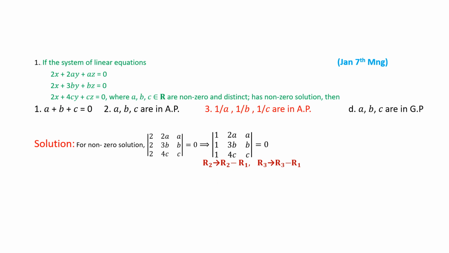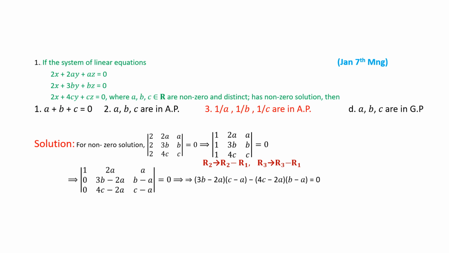Then the resultant matrix is 1, 2a, a in the first row, which is not changed. The second and third rows change to 0, 3b minus 2a, b minus a, and 0, 4c minus 2a, c minus a, equals 0. Now this determinant can be simplified. Then we get (3b minus 2a) into (c minus a) minus (4c minus 2a) into (b minus a) equals 0.